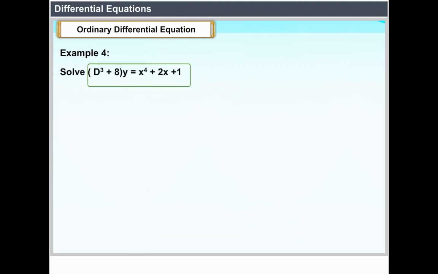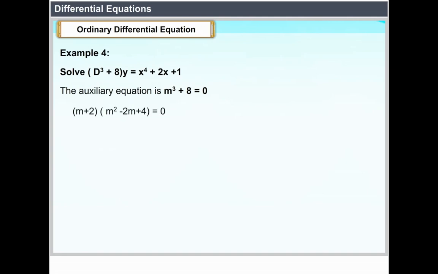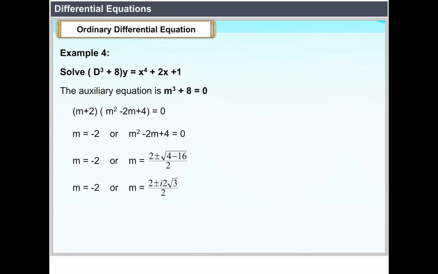Example 4. Solve (D cube plus 8) into y equal to x power 4 plus 2x plus 1. The auxiliary equation is m cube plus 8 equal to 0. (m plus 2) into (m square minus 2m plus 4) equal to 0. Then m equal to minus 2 or m square minus 2m plus 4 equal to 0. M equal to minus 2 or m equal to 2 plus or minus square root of 4 minus 16 divided by 2. M equal to minus 2 or m equal to 2 plus or minus i 2 root 3 divided by 2. M equal to minus 2 or m equal to 1 plus or minus i root 3.